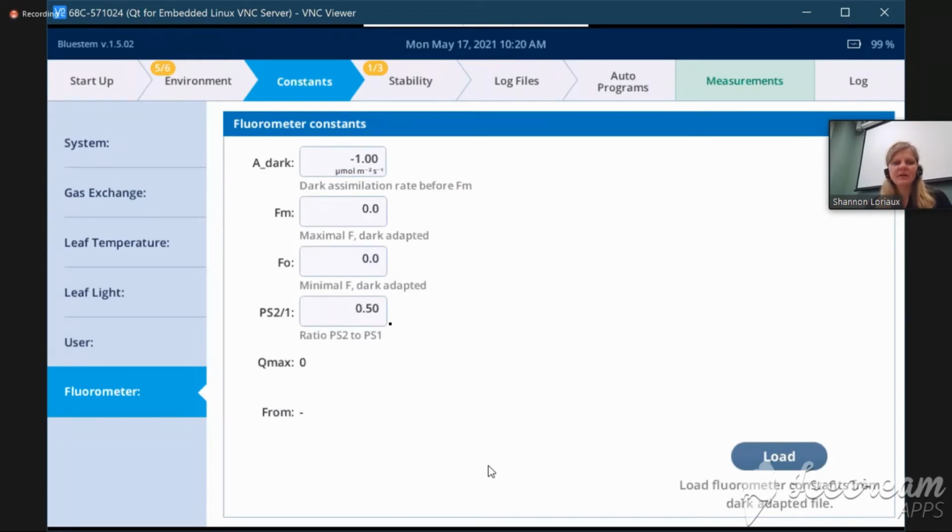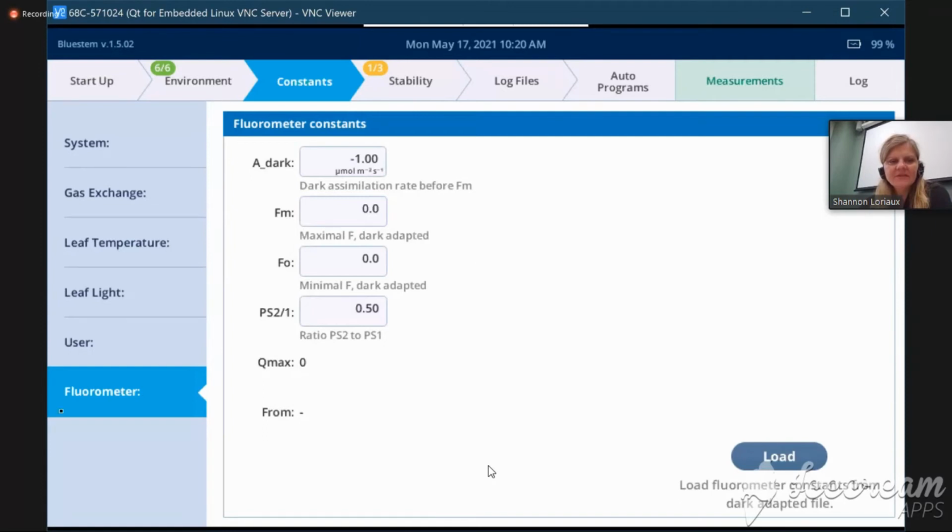PS2:1 is the ratio of the amount of PS2 to PS1 in your particular species. Normally it's about half and half, but there are some species that are known to have, for instance, more PS1 than PS2. And if you knew that, you could go ahead and enter that value that's appropriate. This allows you to calculate ETR, electron transport rate, in a more accurate way.